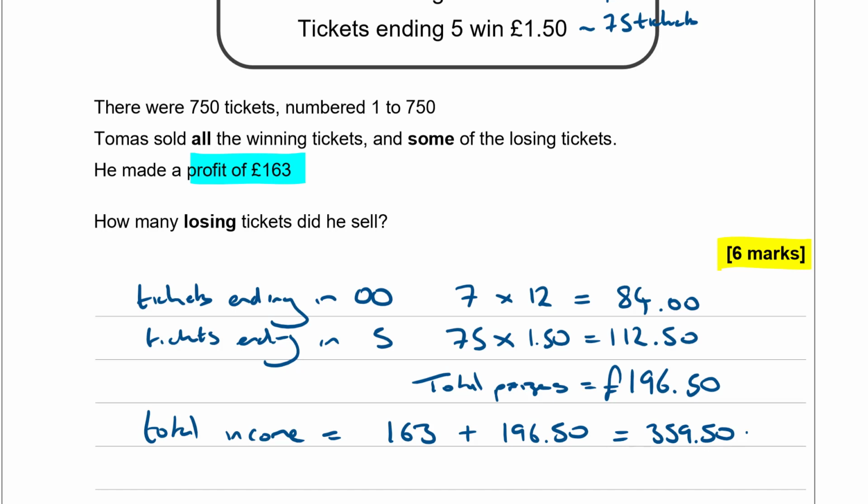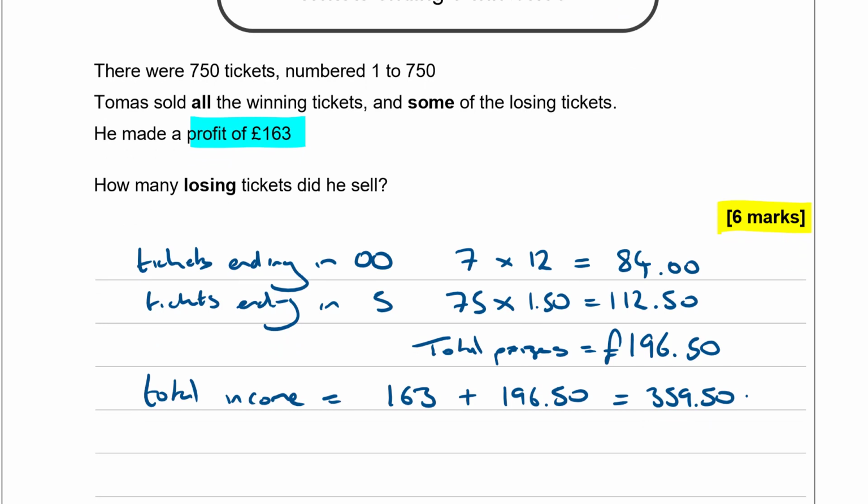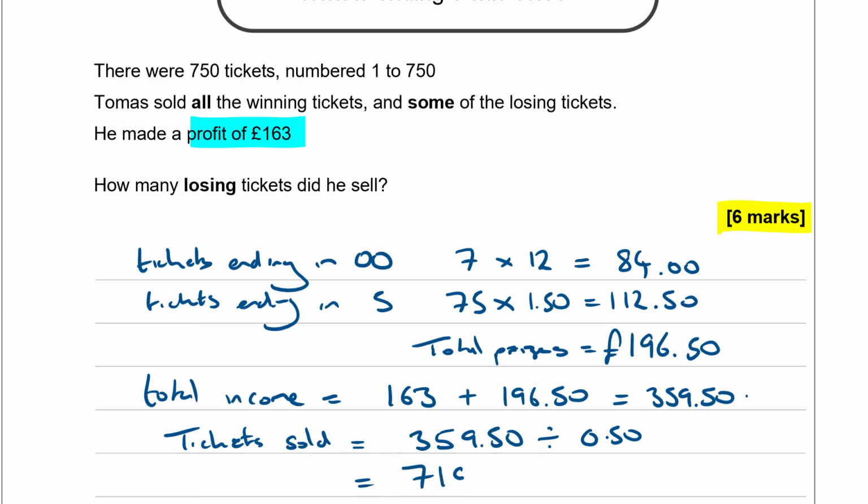Okay, so he was selling the tickets at 50p each. So then tickets sold is going to be his total income, £359.50, divided by the cost of one ticket, which was 50p. So he must have sold 719 tickets. Now with these long questions, it's always a good idea just to double check that we've answered everything.